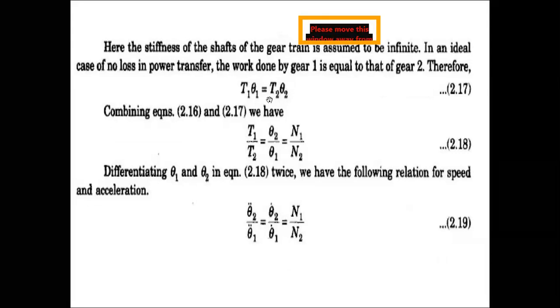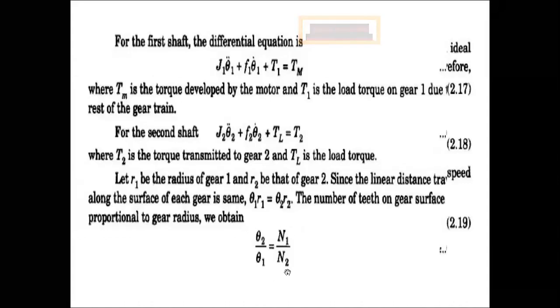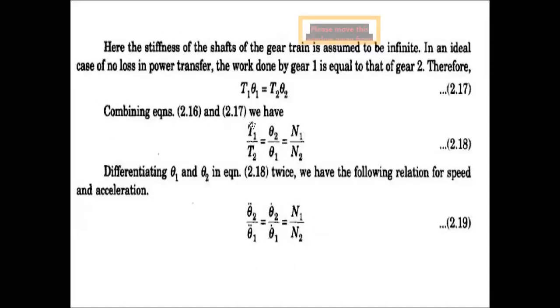If you rewrite, theta 2 by theta 1 equal to T1 by T2, and you know that theta 2 by theta 1 in our earlier discussion is nothing but N1 by N2 or R1 by R2. Accordingly, I can write T1 by T2 equal to theta 2 by theta 1 equal to N1 by N2. Is it okay? This part is fine. This equation is okay. Here, the work done because of the transferred torque will be equal, and accordingly we got this equation.